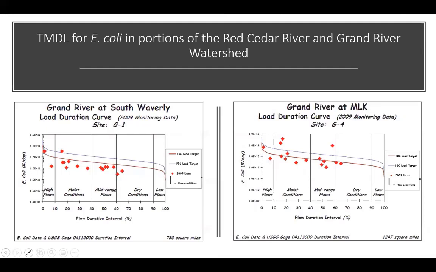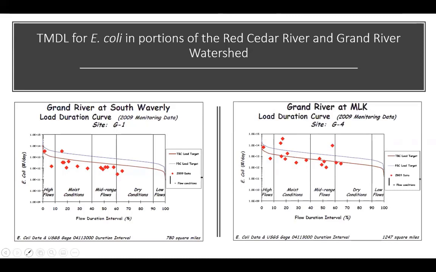In an attempt to model this data, they compare the data to the levels for total body contact, that's TBC, and partial body contact. So for instance, total body contact is swimming in the river, partial body contact is kayaking in the river.